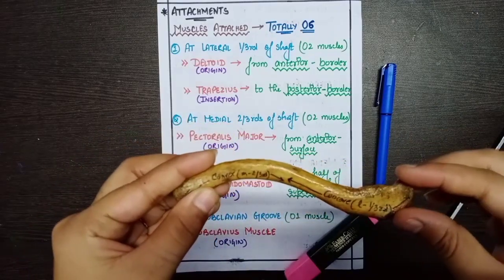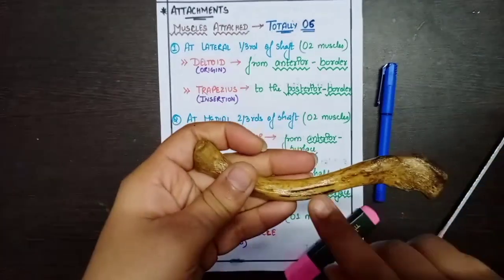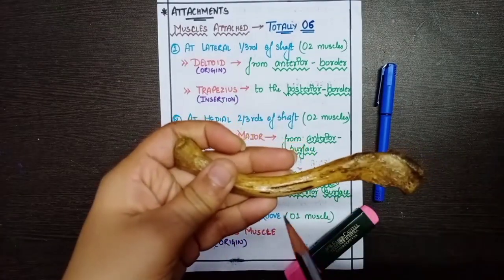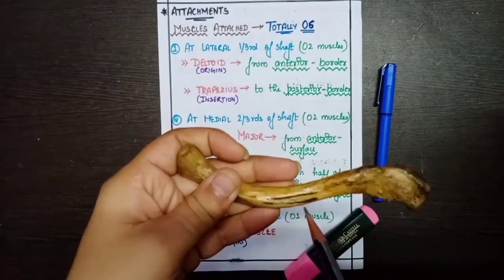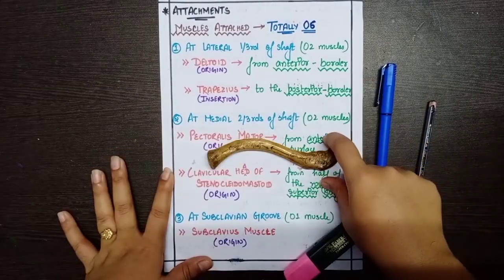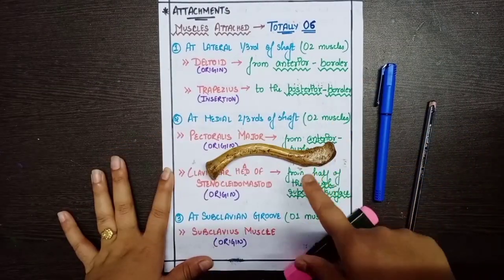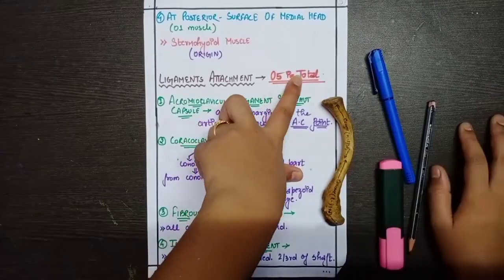This is the clinical anatomy, a clinical position. Just flip it around. In the inferior surface we have a groove called the subclavian groove where the subclavius muscle gets attached. That is all about the muscle attachments of the clavicle. Now we will go through the ligaments that are attached to the clavicle. They are 5 in total.